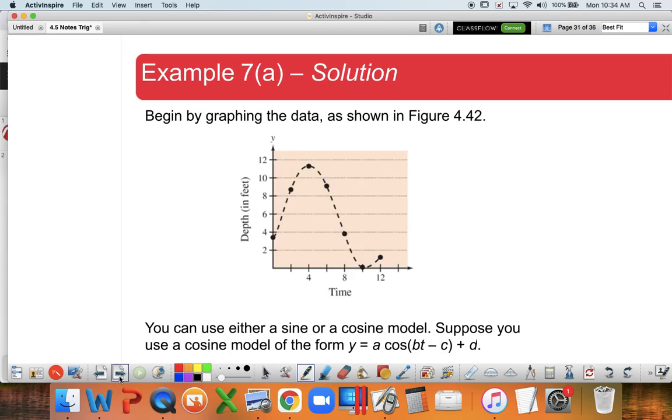Now, when I graph the data, it's kind of hard to see. This could be a sine curve. It could be a cosine curve. You really can use either one. And your book encourages you, well, let's use a cosine curve and let's start kind of figuring out what all of these little pieces are, right? I've got to figure out what my A value is, my B value is, my C value is, and my D value is. And once I've done that, I have modeled this using the data provided for me.